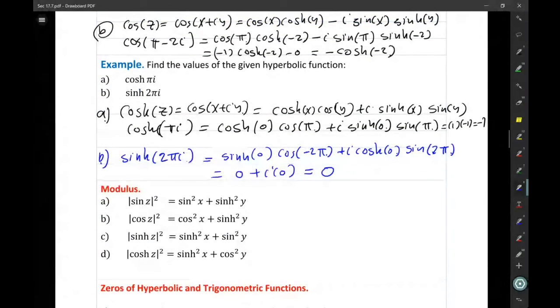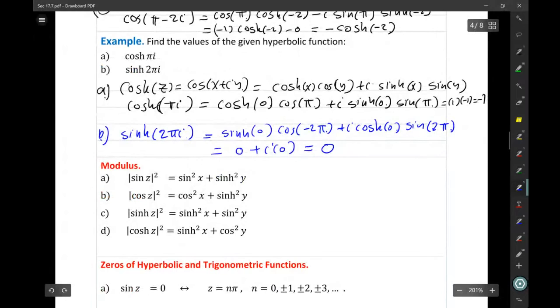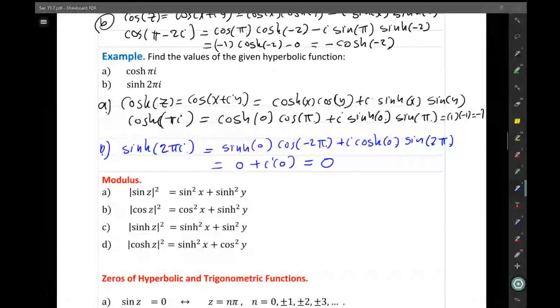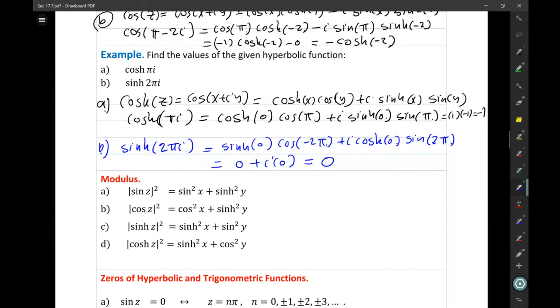Any question up to now? Now the modulus: the modulus of sin z squared is equal to sin squared x plus sinh squared y. The modulus of cos z squared is equal to cosine squared x plus sinh squared y.